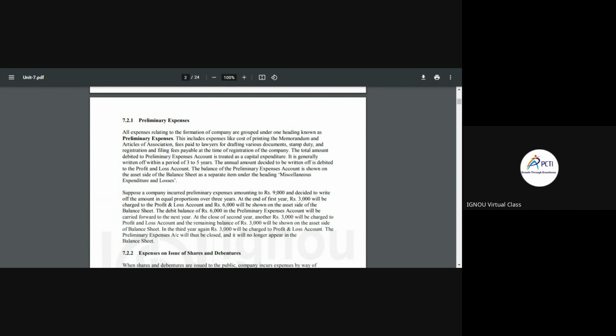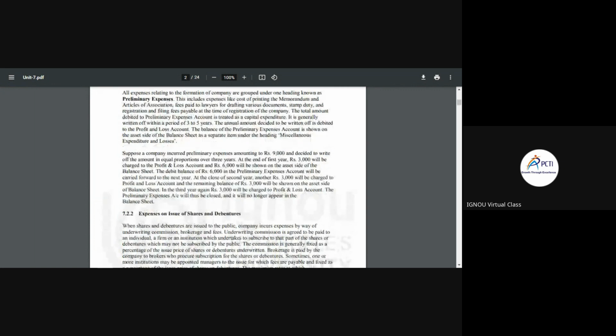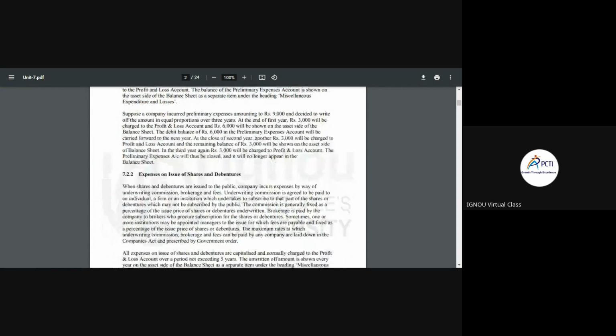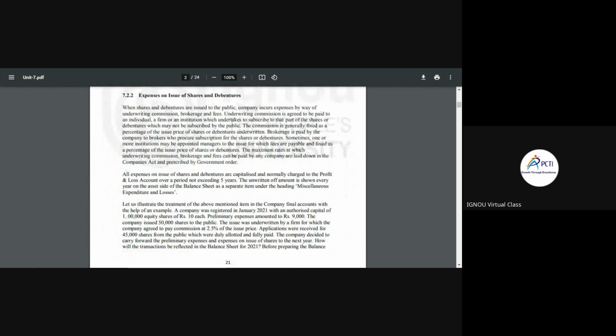And in the third year 3,000 will be charged again, and it goes to the profit and loss account. The preliminary expenses account will be closed and will no longer appear in the balance sheet, because in the different years we write off this expense of 3,000. So the total is 9,000. We write it off in 3 years, so it will be 3,000, 3,000, and then 3,000 in the last year. Next one is expenses on issue of shares and debentures.